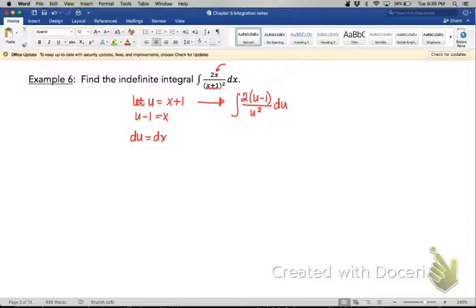And so what we can do then is distribute out our numerator. So we have (2u minus 2) over u squared du. And then we can break this apart. This is going to be the integral of 2 over u du minus the integral, and it's minus because of this negative here, 2 over u squared du.